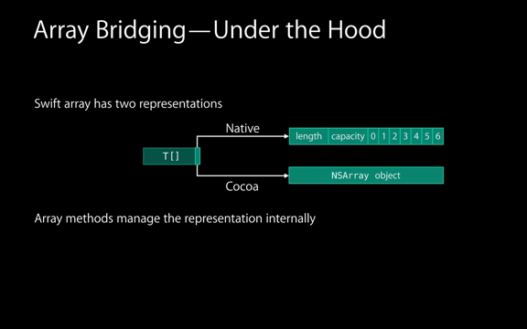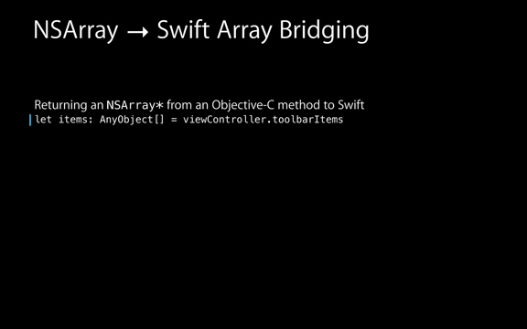So given we have these two representations, we can talk about the notion of bridging, of converting between an NSArray, as Objective-C would see, and a Swift array that you use within Swift. There's two directions here, going to Objective-C and coming back. So first, let's talk about coming back.